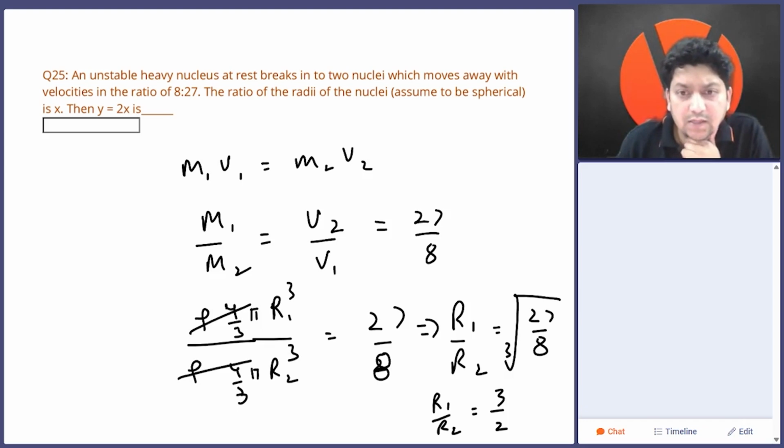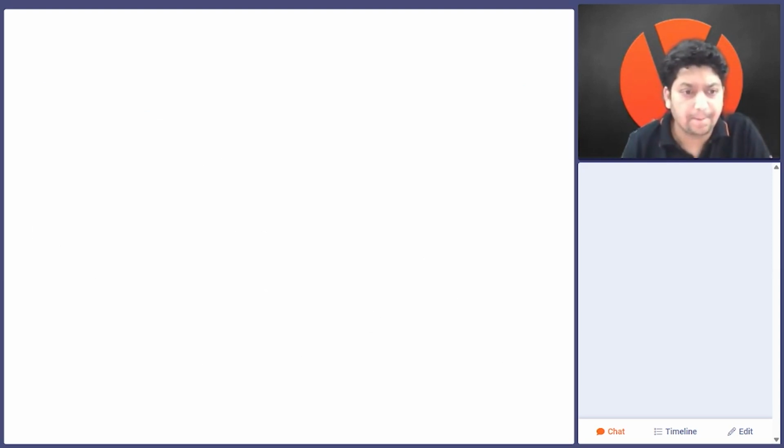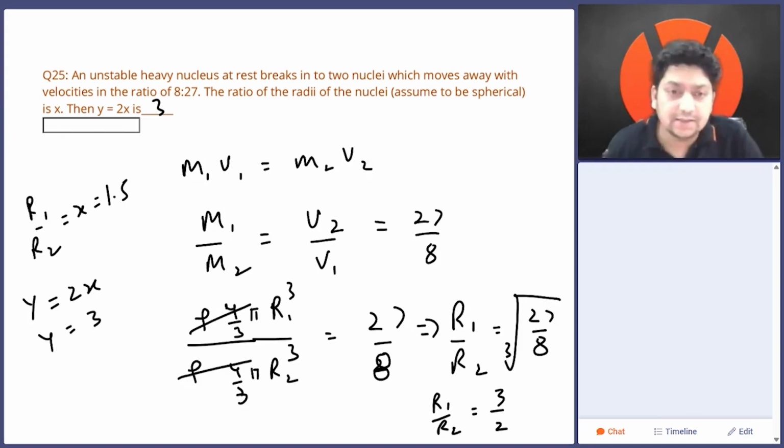Then y is equal to x. r1 by r2 is equal to x, which is 1.5. Okay, so y you need to figure out, which is 2x, that means 3. X is 1.5, so the answer has to be 3. Yeah, the answer is 3. Okay, so guys, this is how you solve such type of questions.